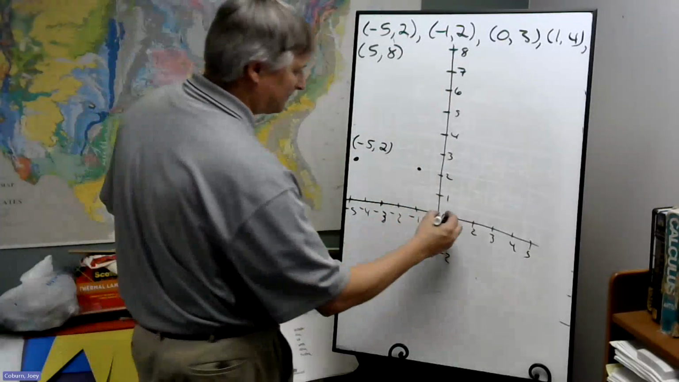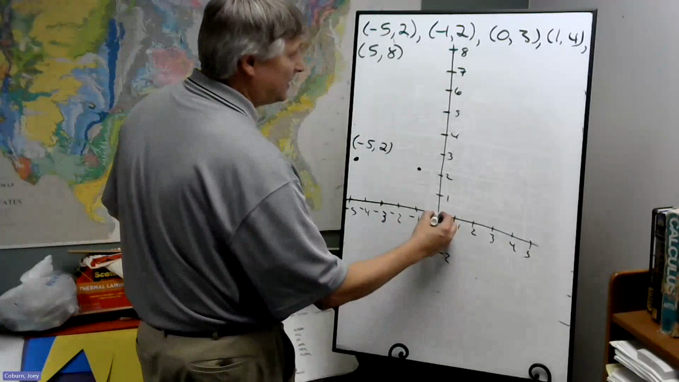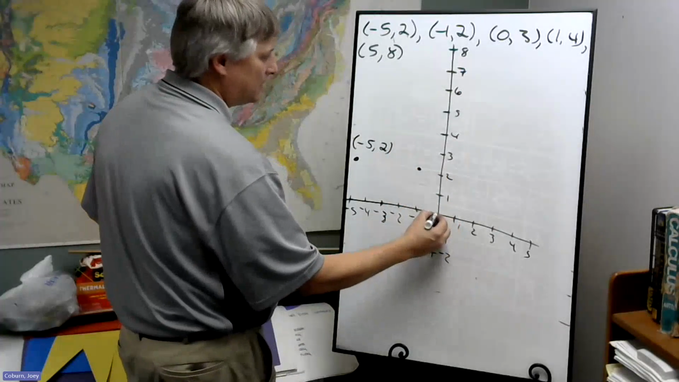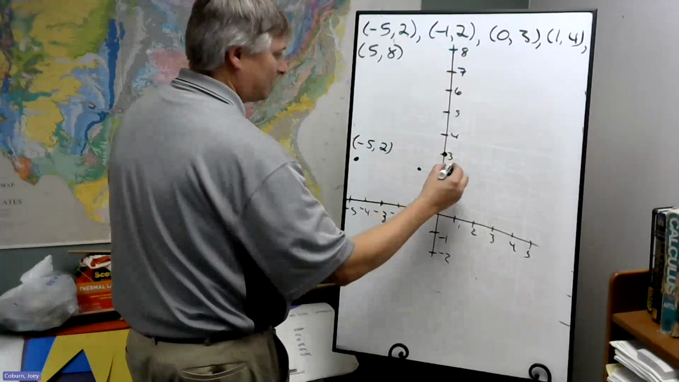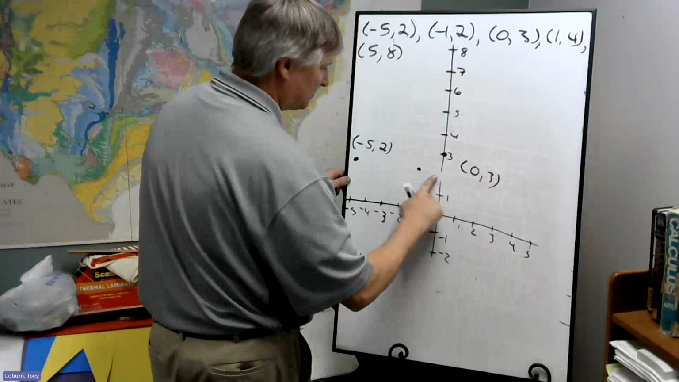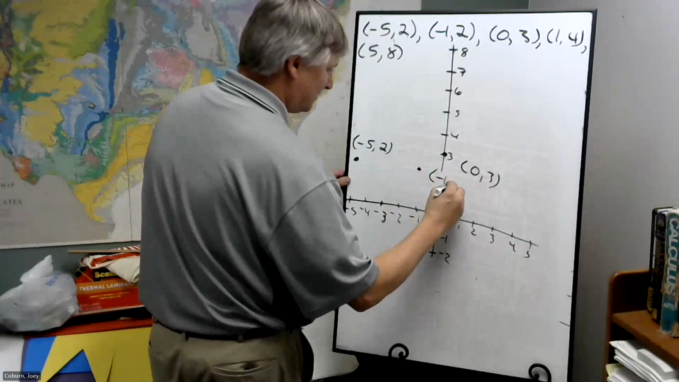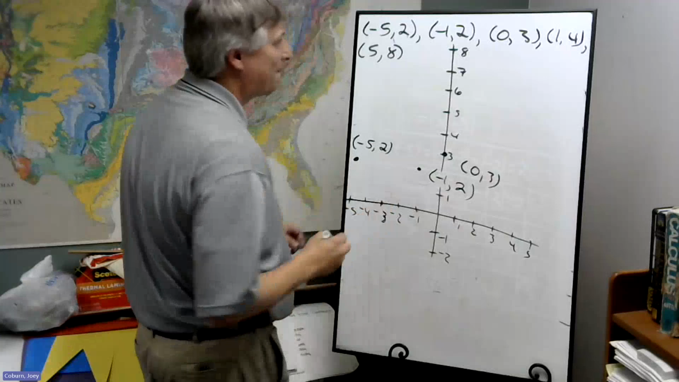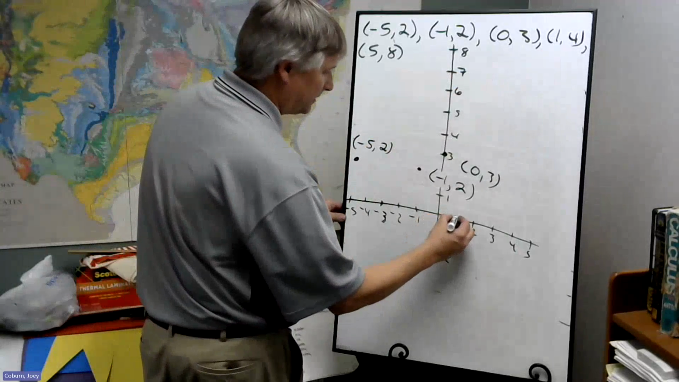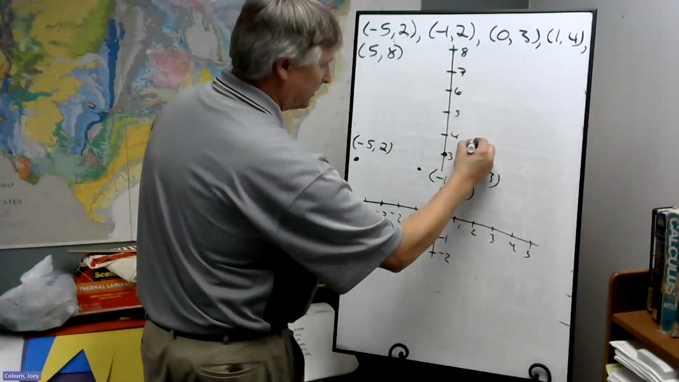0 and 3. 0, we're just going to stay here. The horizontal between negative 1 and 1 is 0. Then jump up to 3. I'll make some room here. That's 2. This one's 1 and 4. Jump out the 1, go up 4.